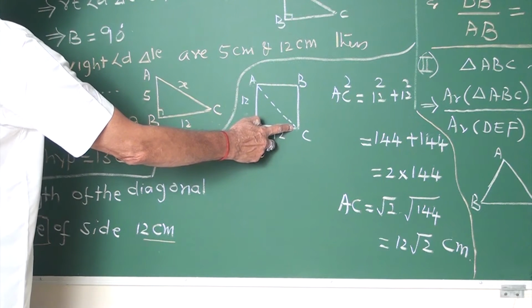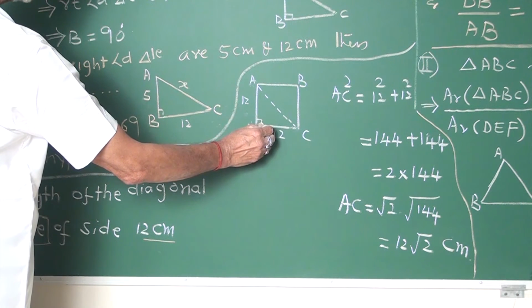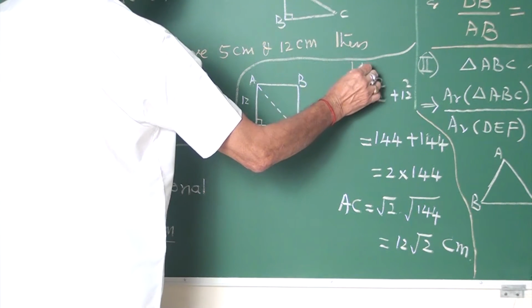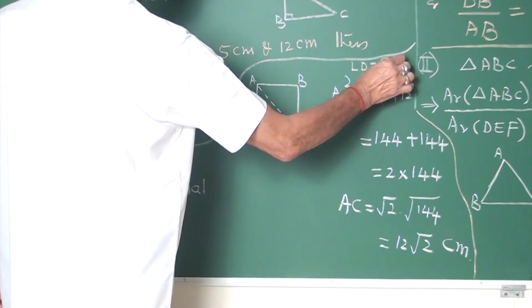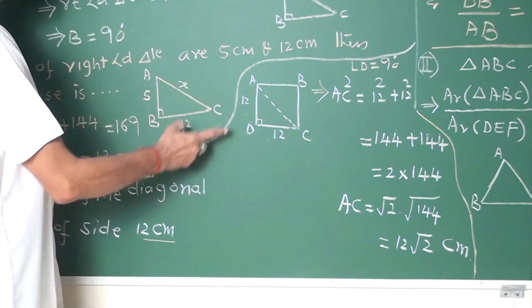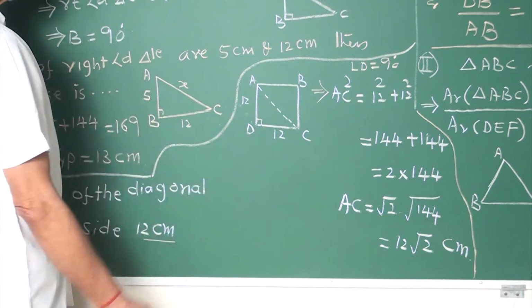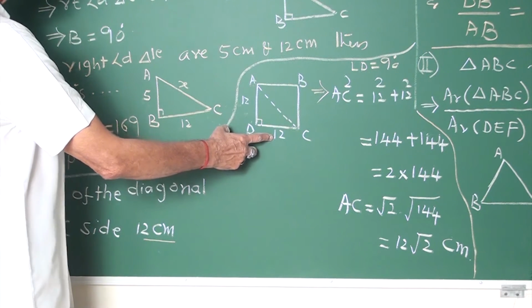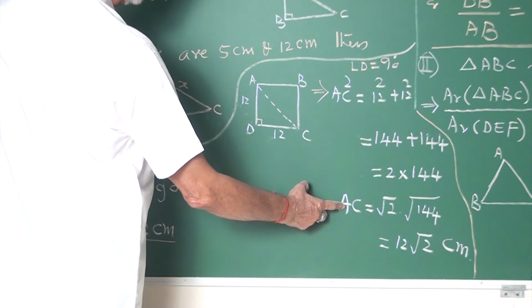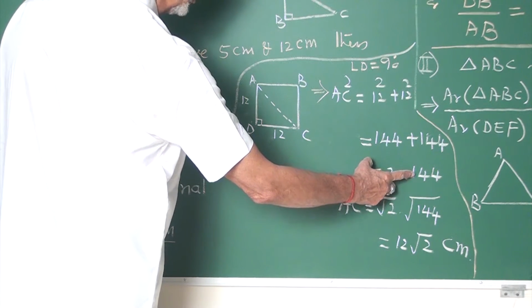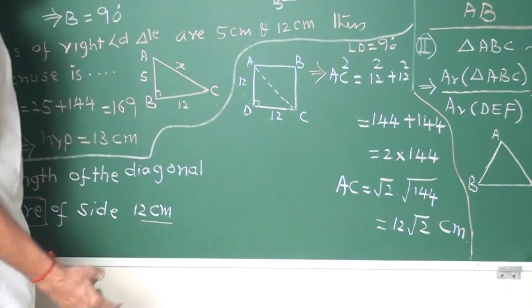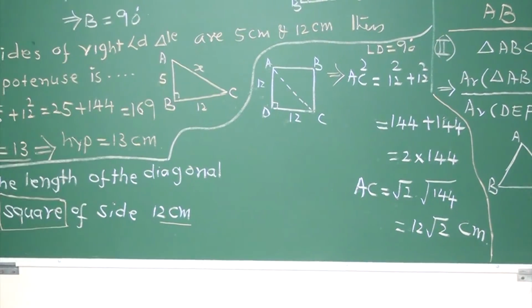12, 12. What is AC square? Because it is 90 degrees. Angle D is 90 degrees. When angle D is 90 degrees, by Pythagoras theorem, my friends, AC square equal to AD square plus DC square. 12 square plus 12 square, 144 plus 144, 2 times 144. What is the value of AC? Root 2 into root 144. Root 144 is 12, so 12 root 2 centimeter. What is that, my friend? Diagonal of a square. And this is the third example.